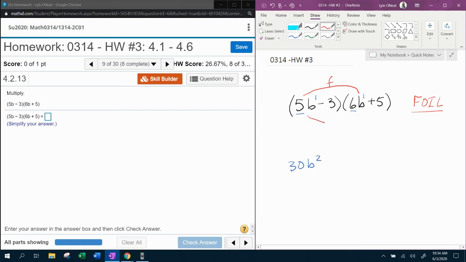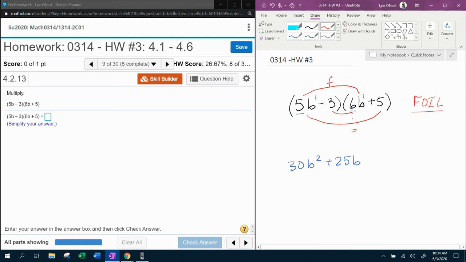Next, we're going to do the outside terms. 5b times 5. Okay, so 5 times 5 is 25. Whoops, why did I write a b? B to the 1, this 5 doesn't have a b, so the b is going to come along for the ride. And that's the outside.